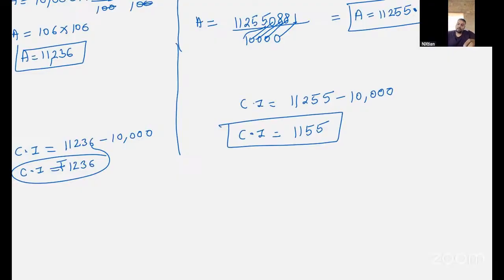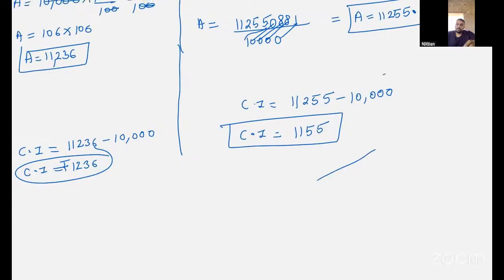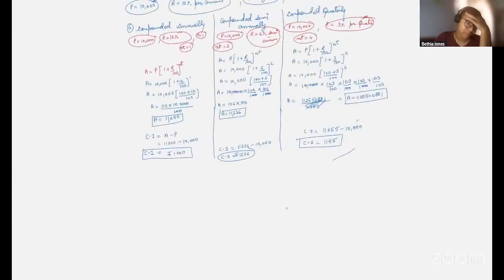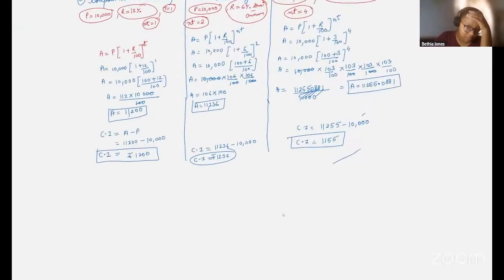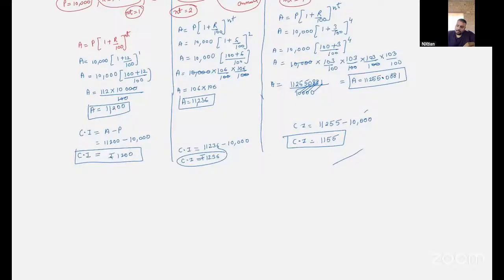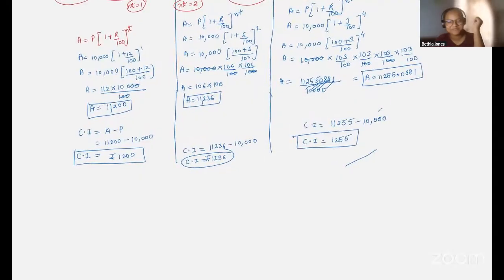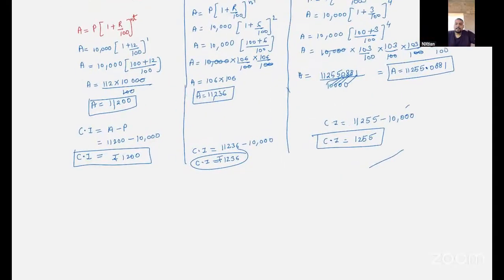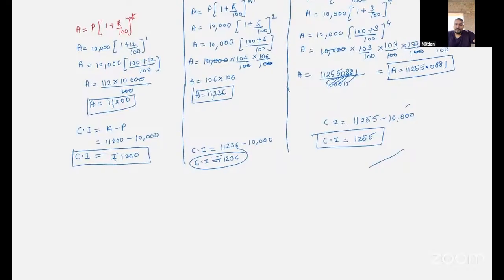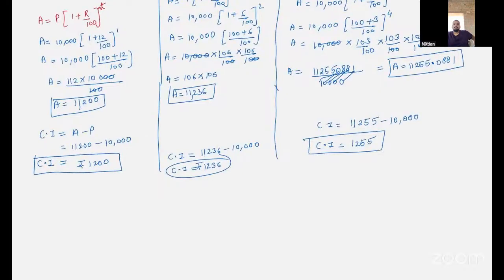Listen, guys. Sir, this 11155 is 1255, not 115. Where? The third one, the quarterly one. You changed it, nothing else. Shouldn't it be in decimal? Yes, it is decimal, but 0.08 is too complicated. I'm just trying to say what I'm trying to say, guys.